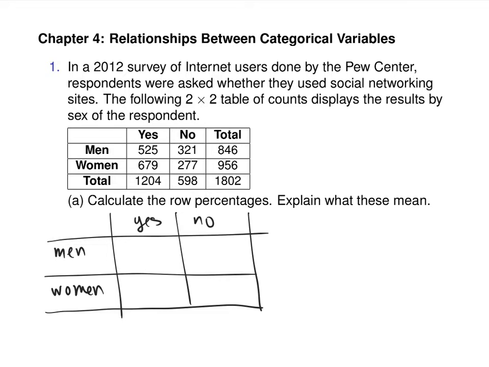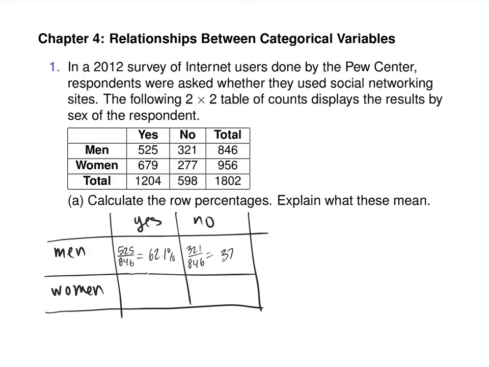So what percent of men said yes, they use social media? I got 62.1. Because you do 525, the row, out of 846. Can you write that out? Yep, I can. I just have to make my pencil smaller. Give me a sec. So 525 out of 846 is 62.1%. And for the no category, it's 37.9.